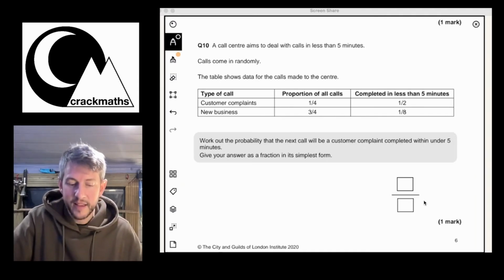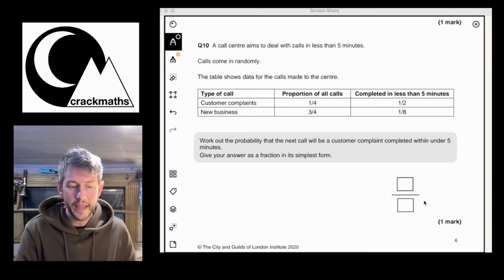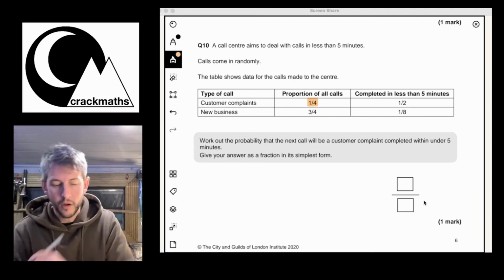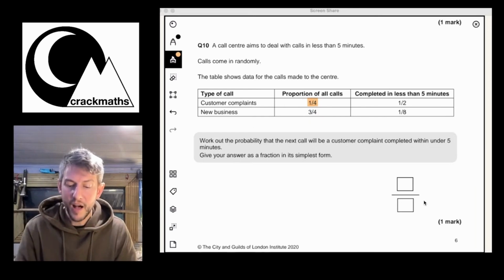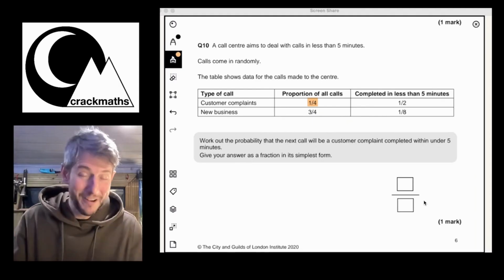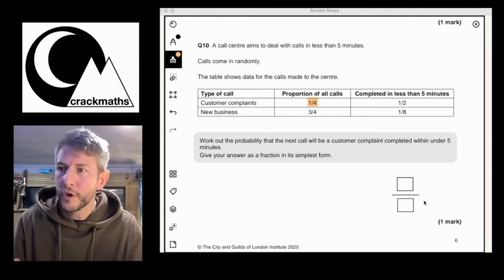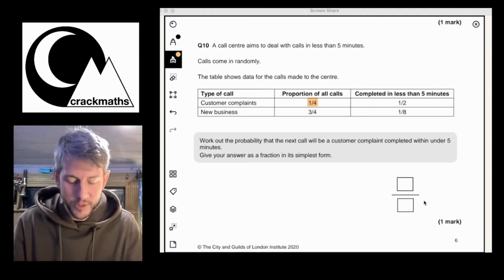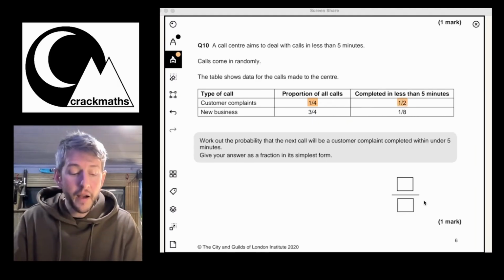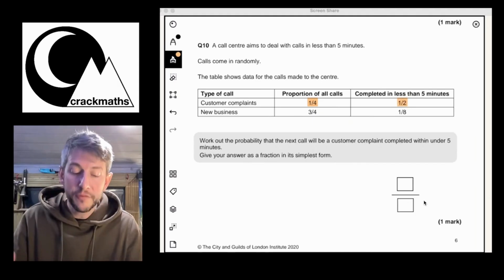Give your answer here. So, right, customer complaints make up half of all the calls, okay? So half of all of the calls are a customer complaint. No, a quarter of all the calls, sorry, I'm reading the halves here. A quarter of all the calls are customer complaints. That's what this is saying. And then we're saying that half of those complaints are completed in less than 5 minutes.